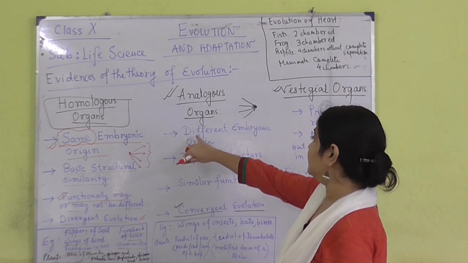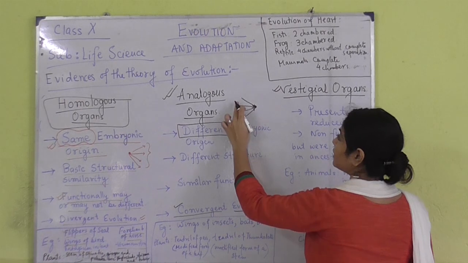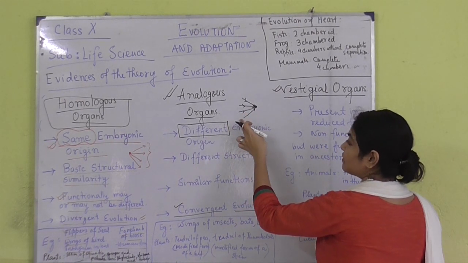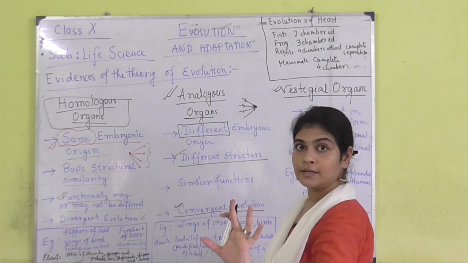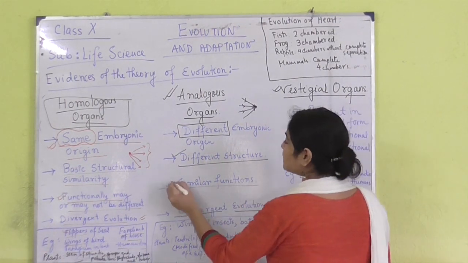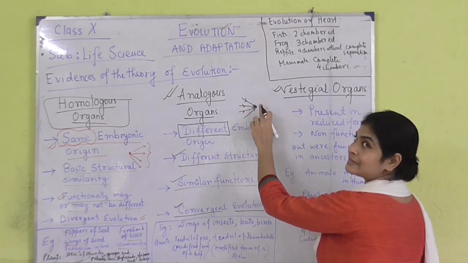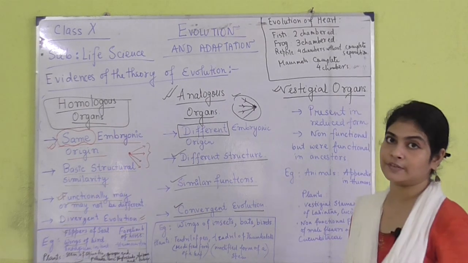Let me read. Different embryonic origin. The very first point is the different embryonic origin. That's why we are starting from different areas. They are starting from different areas and their structures are completely different as well. No similar structures, completely different, but they have similar functions. So, that is why they are converging at one point, that is the functions, and that is why this type of evolution is known as the convergent evolution.